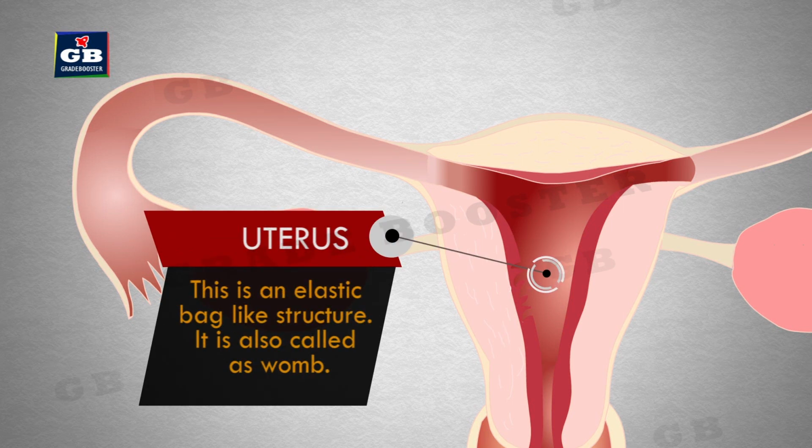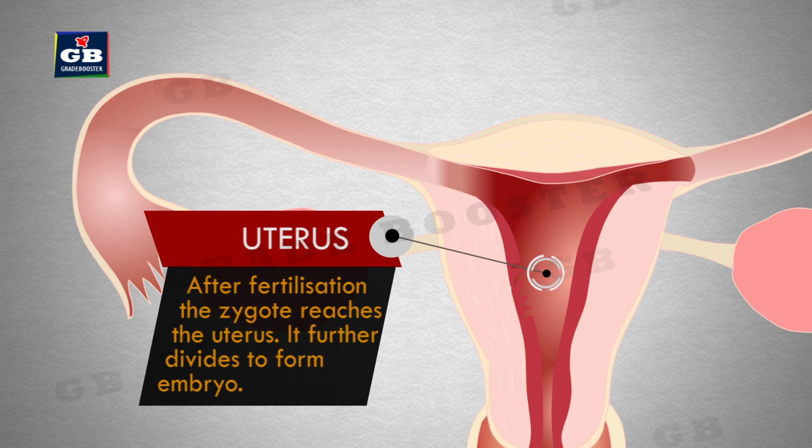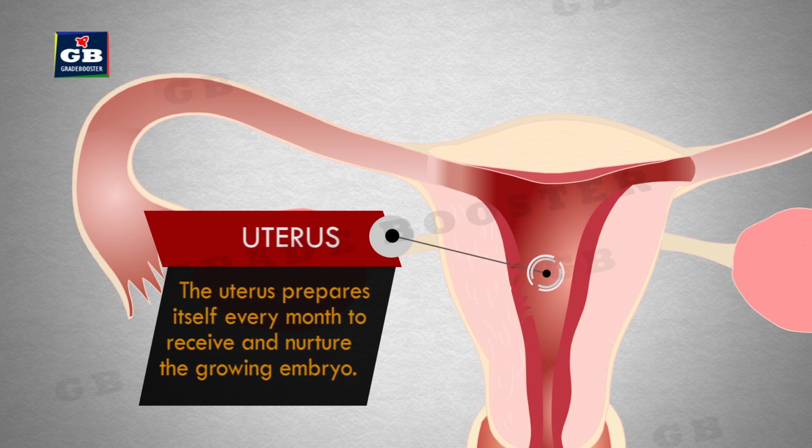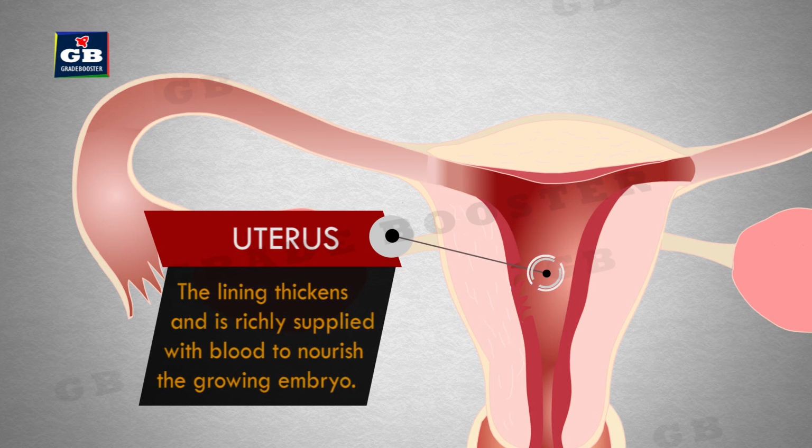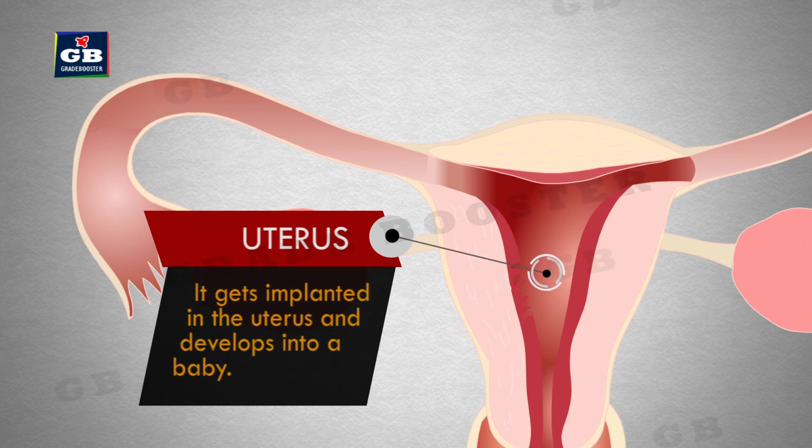After fertilization, the zygote reaches the uterus. Uterus. This is an elastic bag-like structure. It is also called as womb. The zygote further divides to form embryo. The uterus prepares itself every month to receive and nurture the growing embryo. The lining of uterus thickens and is richly supplied with blood to nourish the growing embryo. The embryo gets implanted in the uterus and develops into a baby.